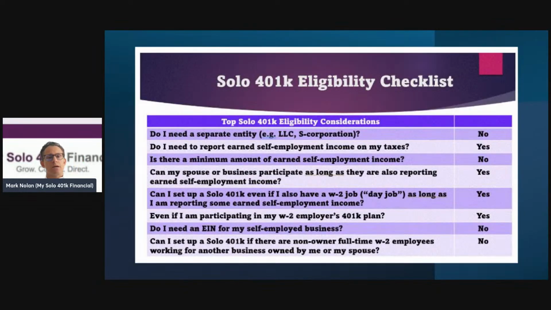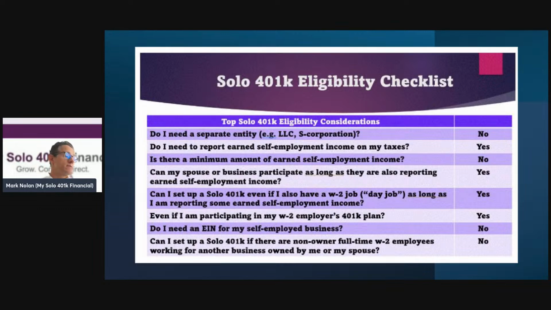Some of the items to consider when opening a solo 401k is that the self-employed entity type doesn't have to be a formal entity such as an LLC or an S corporation. You can be a contractor where you file a Schedule C, or maybe a farmer where you file a Schedule F. What matters is that you're doing material services where you're reporting self-employment activity.